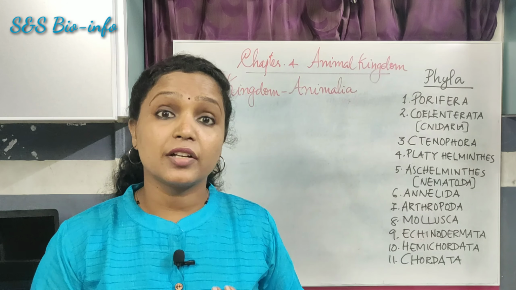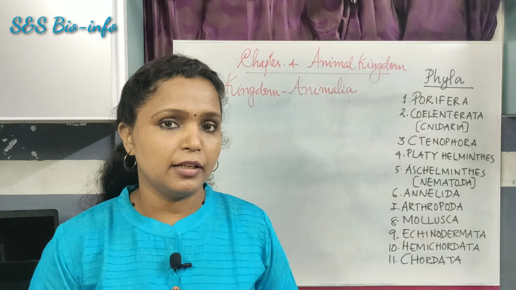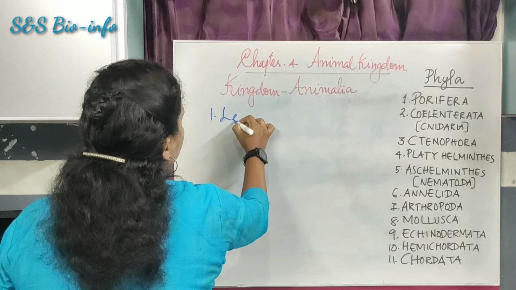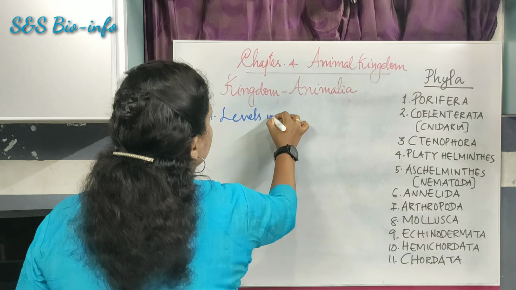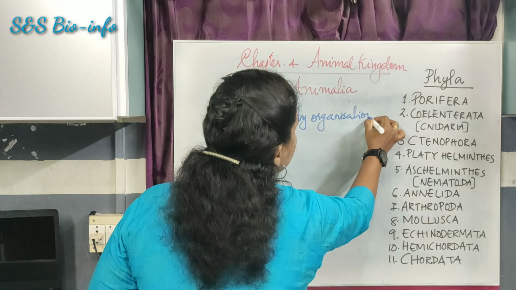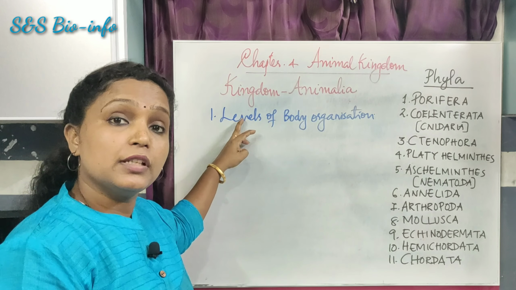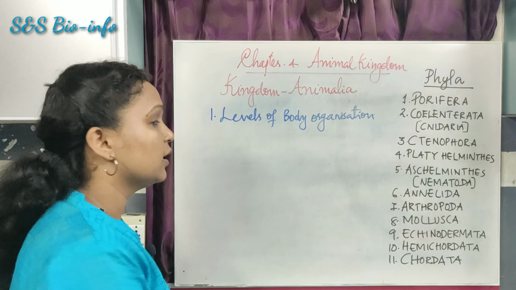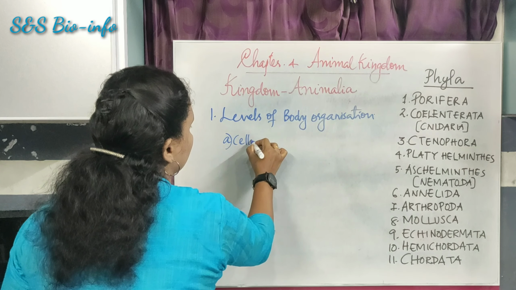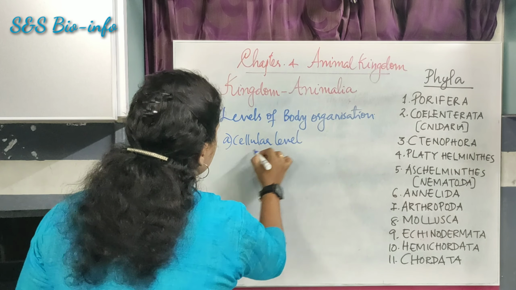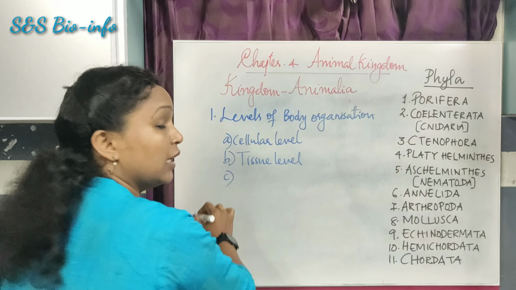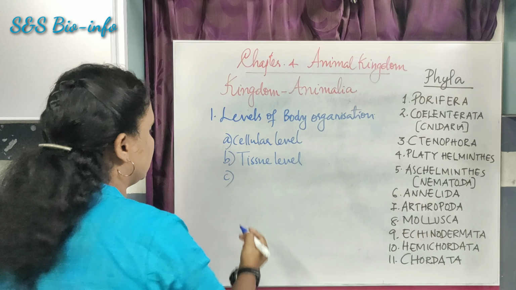Now let's study each criterion of the classification of Kingdom Animalia. First of all, the levels of body organization. The members of this kingdom exhibit 4 levels of body organizations. Those are cellular level, tissue level, third one organ level, fourth one organ system level.